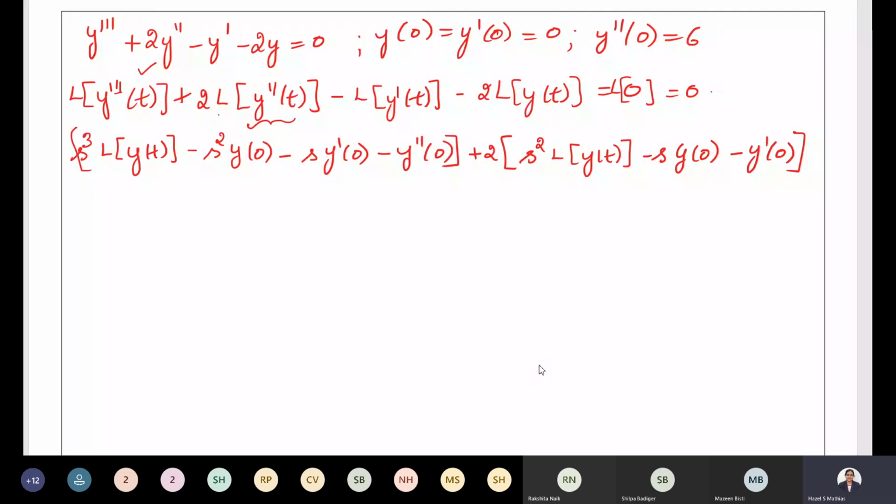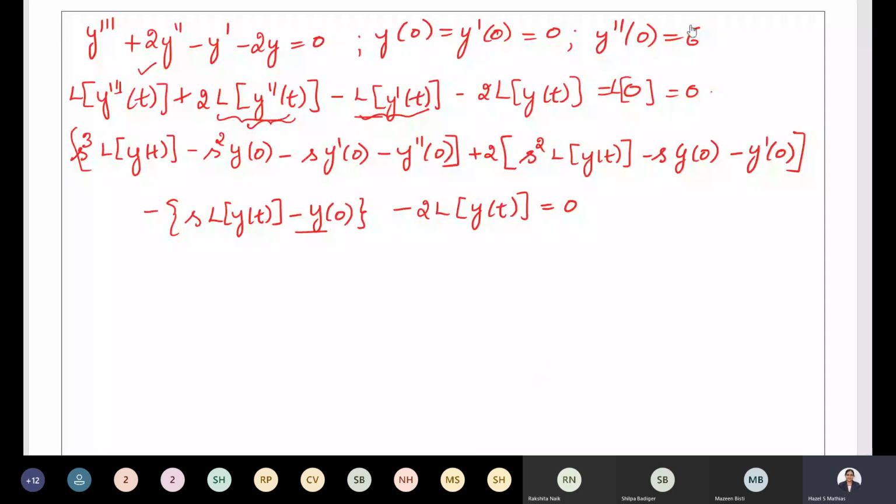Now the term Laplace transform of y dash of t, what is that? It is s into Laplace transform of y of t, minus y of 0. Correct. What is Laplace transform of y dash of t? S into Laplace transform of y of t minus y of 0. And the last term, what do we have? Minus 2 into Laplace transform of y of t. That is equal to 0. Anybody, any doubt in this problem? No, ma'am.